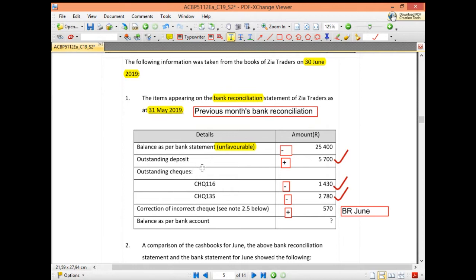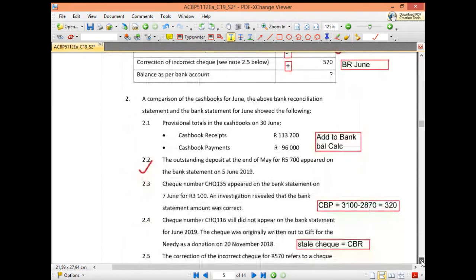Then outstanding deposits, that is amounts that still have to go through the bank account, so it would affect our bank account in a positive manner. So we add the 5,700. Then outstanding checks is money that we still have to pay out, so that would again negatively impact our bank balance. Now the last one is the correction of the incorrect check. You will have to go down to note 2.5 to determine if it's a positive or a negative. So let's first start with 2.5 and then we'll come back.